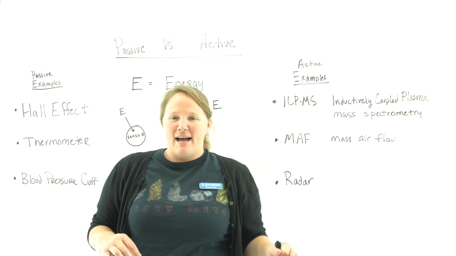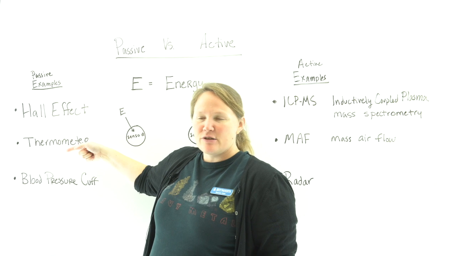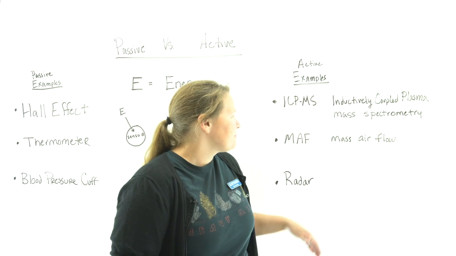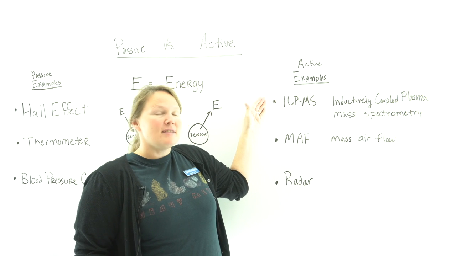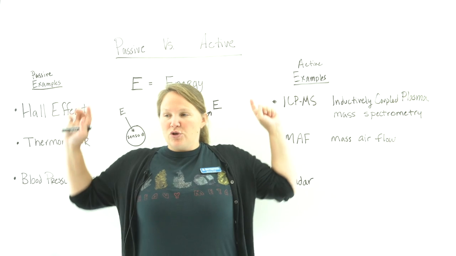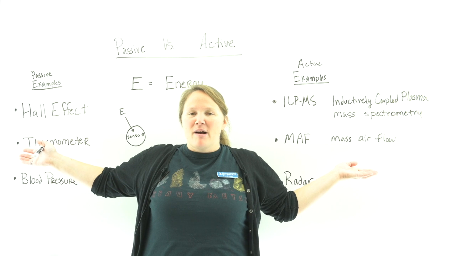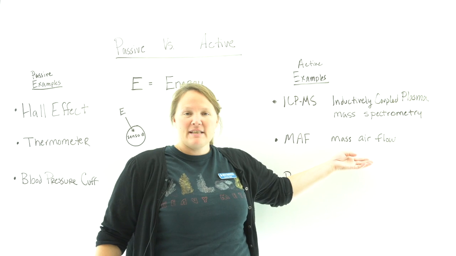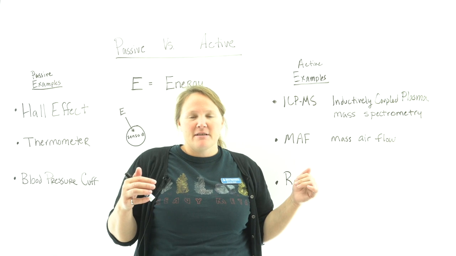So your task is to take one of these sensors. You can choose Hall effect or thermometer, and one of these sensors, the ICP-MS, or a mass airflow sensor. So 2 in total, pick one from each side, and briefly describe how one of these is a passive sensor and how one of these is an active sensor. So just describe its interaction with its environment.